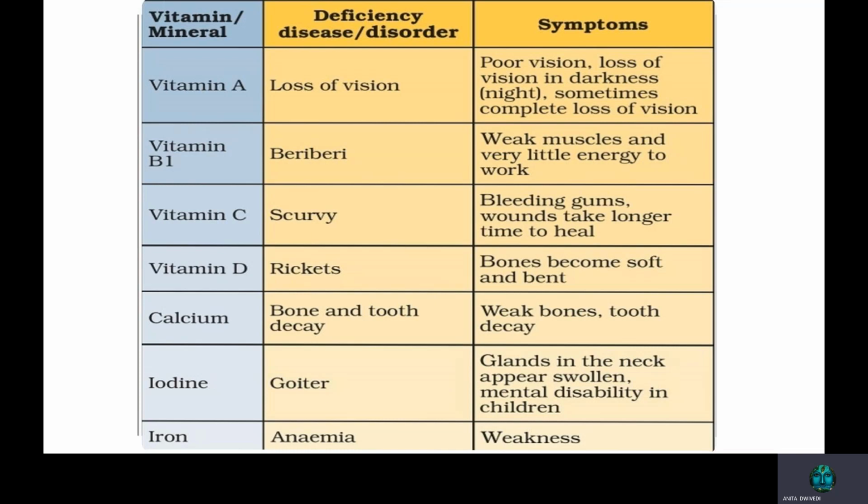So children, today we have learned about all the nutrients, components of food, balanced diet, the importance of all the nutrients in our daily life, and different types of deficiency diseases because of deficiency of specific types of vitamin and mineral. Thank you.